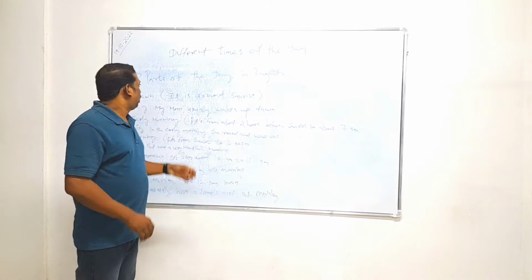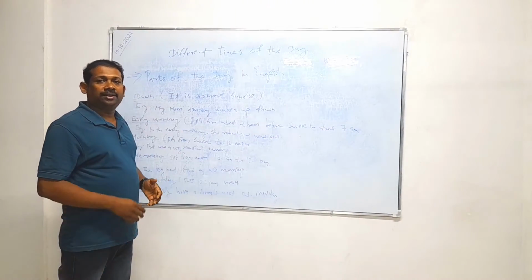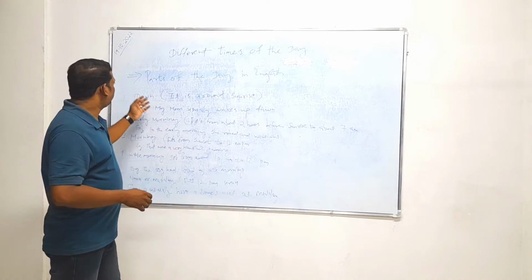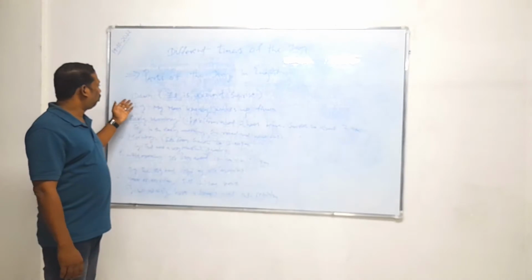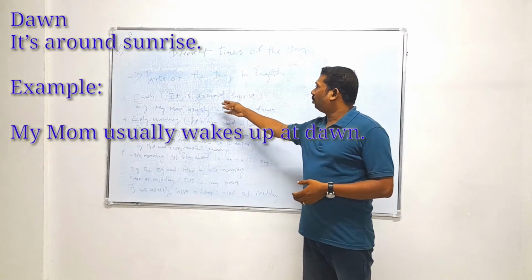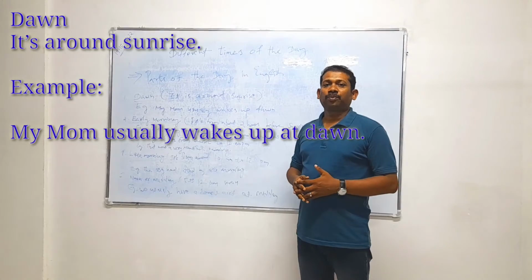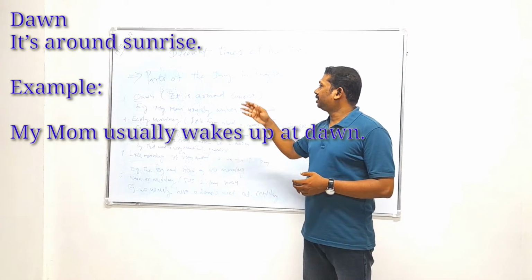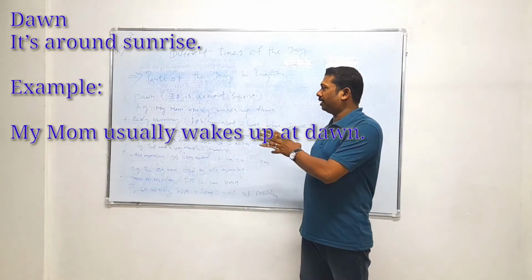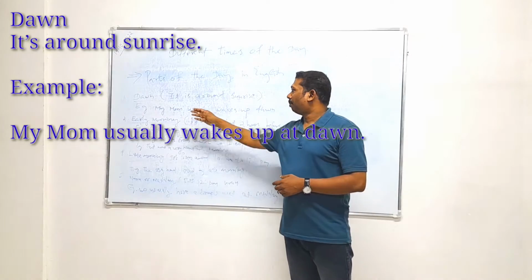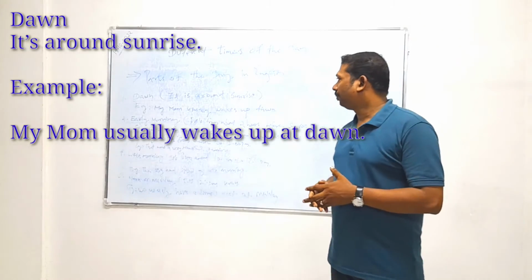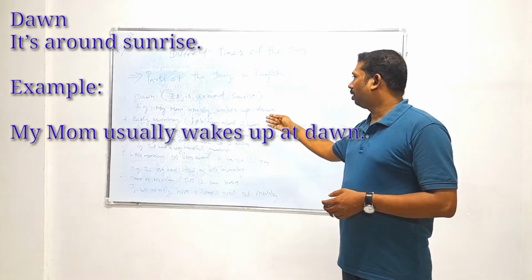Okay. So in English, we have different names for different times of the day. First of all, let's see what is dawn. Have you heard the word dawn? Dawn is the time around sunrise. Let's have one example. My mom usually wakes up at dawn.